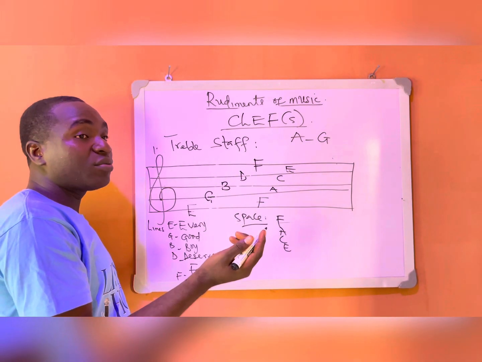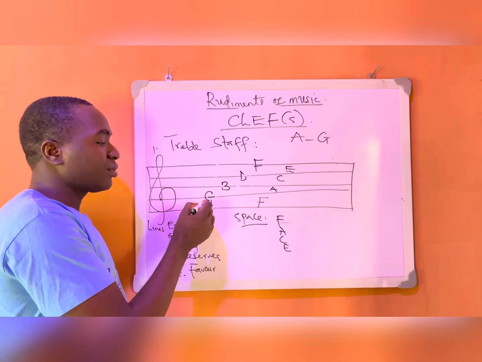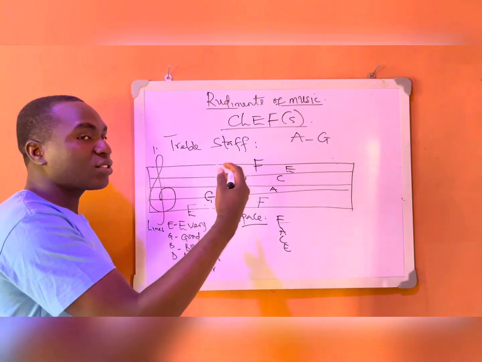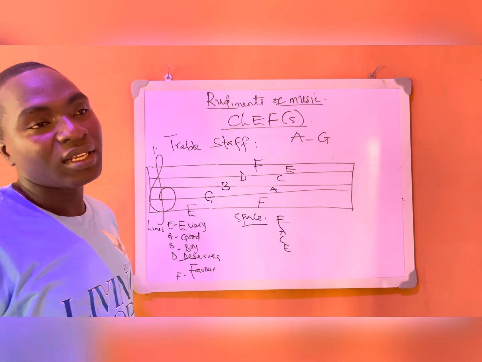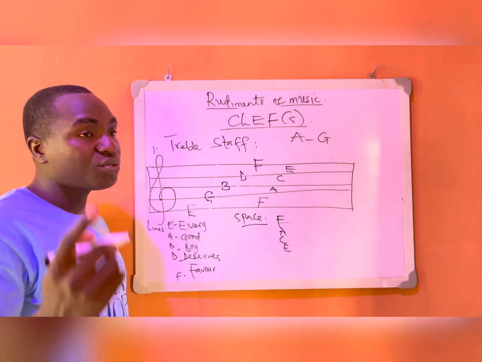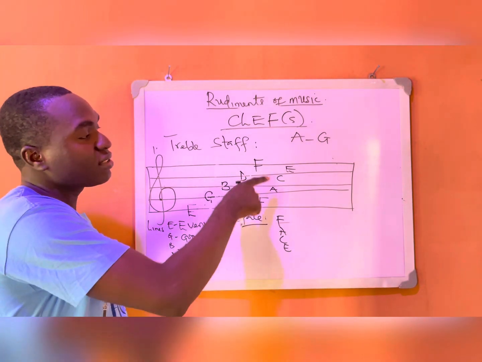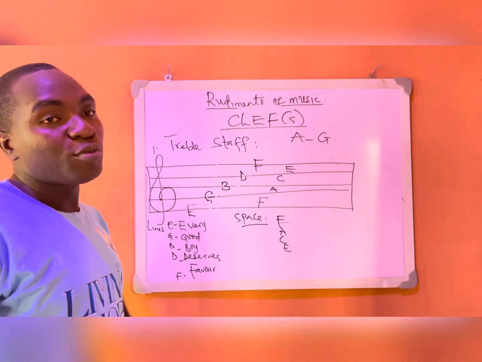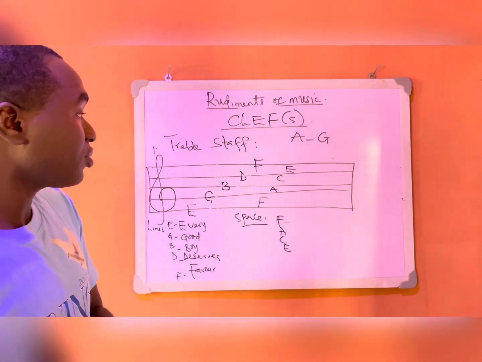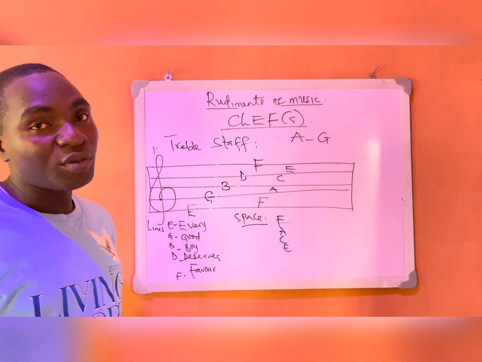So ditto when you're reading the music, if this place is Do, this will be Re, Mi, just like that. So it follows alphabetically. So these are the two ways to know the lines and spaces of the treble staff. I hope you are following. Good. Any question you have, you can drop them in the comment section.